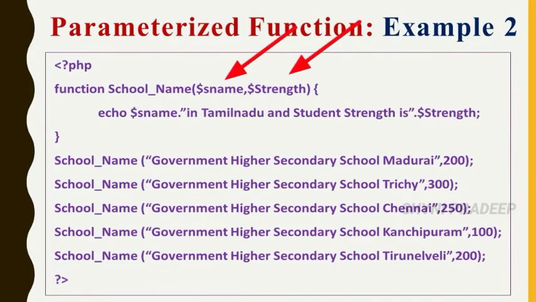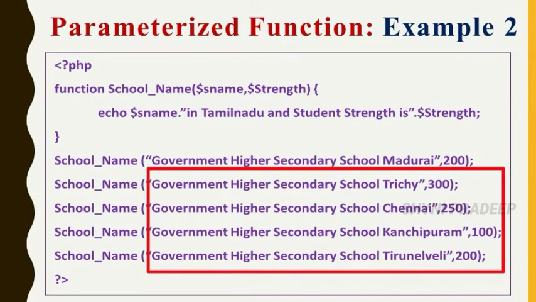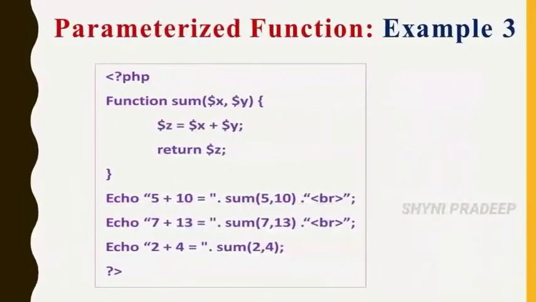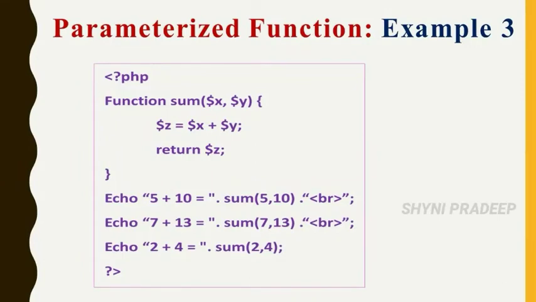So if you are declaring two parameters, you have to declare two arguments for those parameters. Okay. So in the output screen you will get the output Government Higher Secondary School Madurai and next in Tamil Nadu and student strength is, and next the student strength value is what? 200. Okay. These arguments will be printed on the output screen like this. Okay. And the next, example 3.